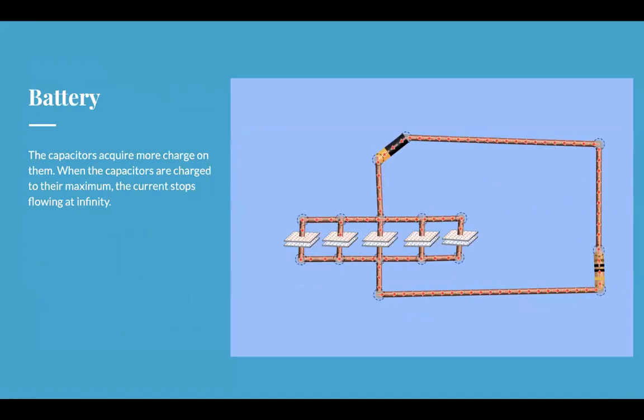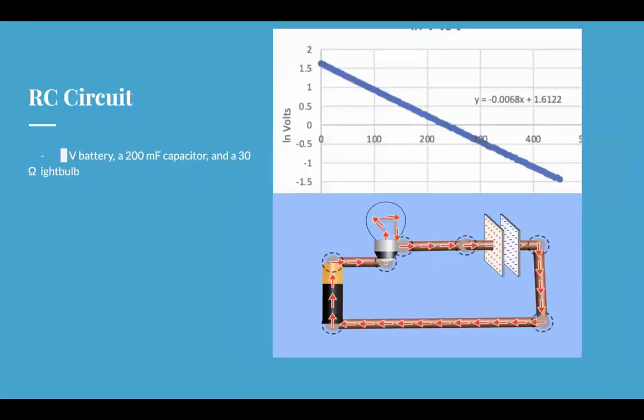And then for the battery, again, it recharges the capacitors. And when the capacitors are charged to their maximum, the current stops flowing. But in reality, the current still keeps flowing until infinity. And then this is the RC circuit. So the log of delta V by V is a line with a negative slope.